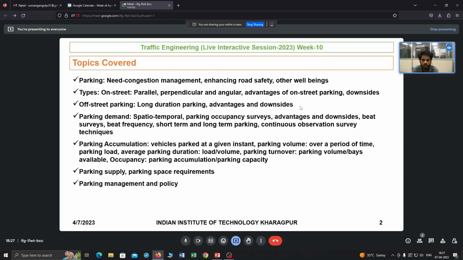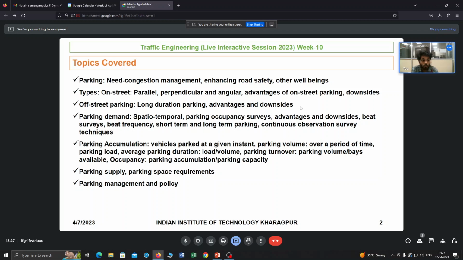But in case of off-street facilities, generally they are built for long duration parking. Like in the case of an office, suppose your office space does not have any explicit parking facility, but you have some off-street facility nearby, so you park your vehicle there and then you go to your office. Then after 7 or 8 hours, whatever your working time is, you just take your vehicle and leave. So it is a kind of long duration parking.